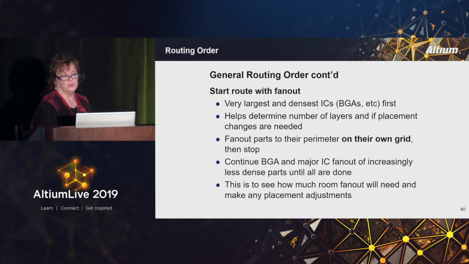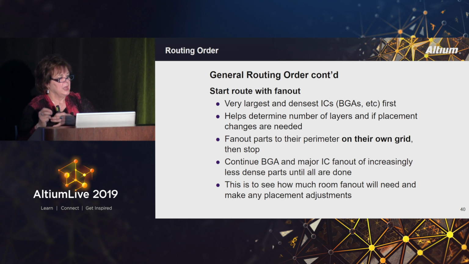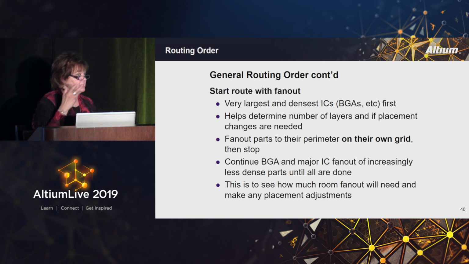And then you would start your route with fan out, of course. In my opinion, you would go to the very largest and densest ICs. The BGAs are probably going to be that in most cases. You would go to those and start looking at how you're going to fan those out. The way that you fan them out will help determine how they will flow after you get them onto the board. Again, I said earlier, I'm a big believer in grids.